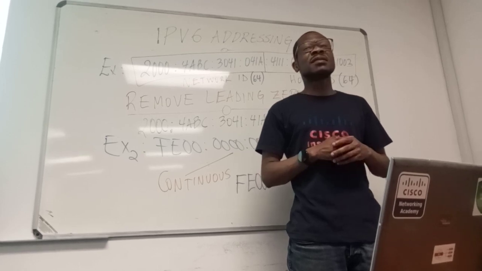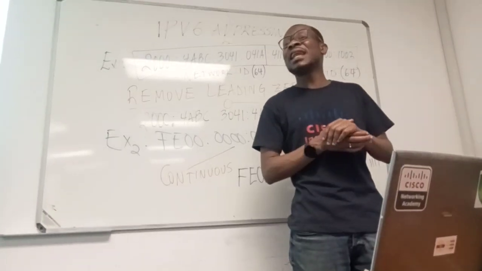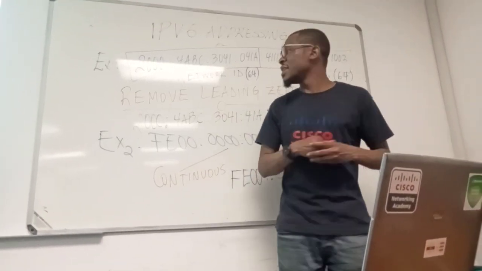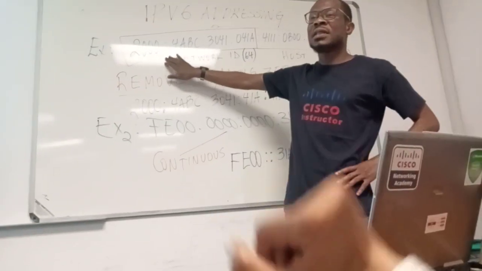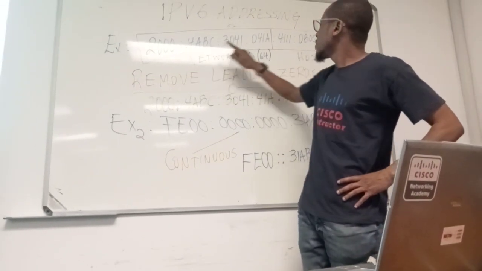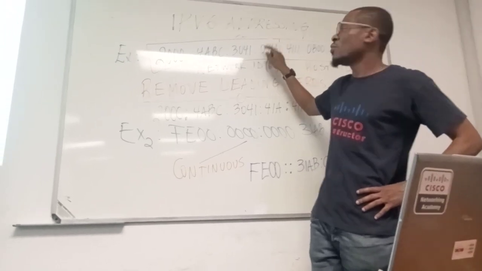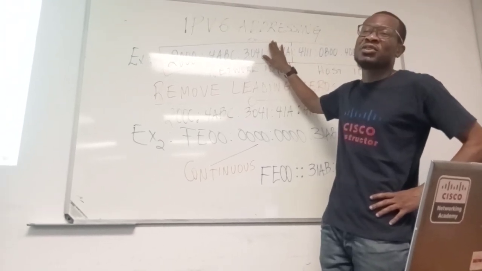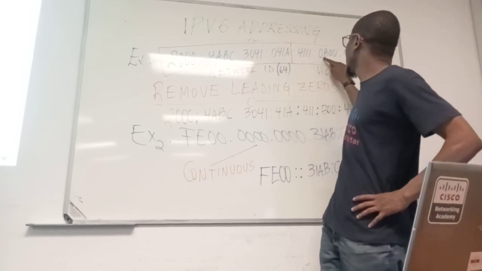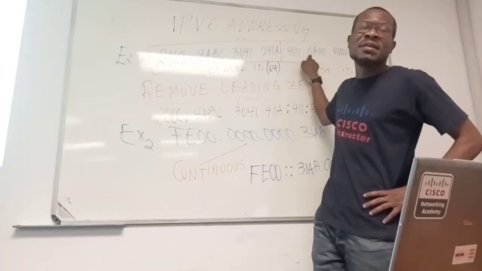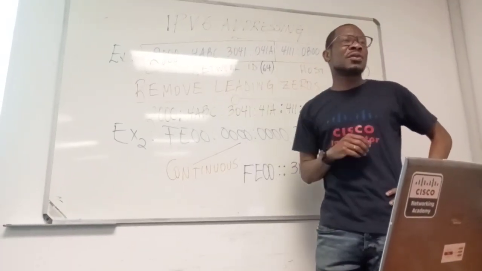When you have an IP address, especially IPv6, you can remove what we call the leading zeros. This is your IPv6, but you can see this part starts with a 0. You can leave out this 0 just to make it short. Like here, you can remove this 0. This is removing the leading zeros.